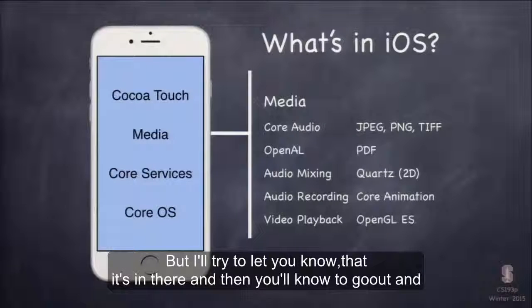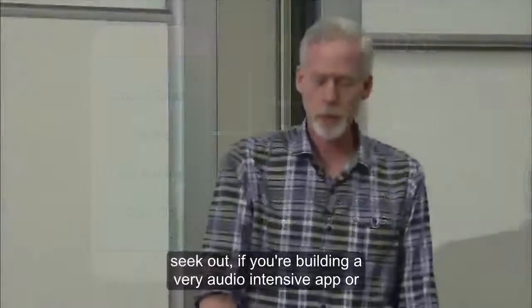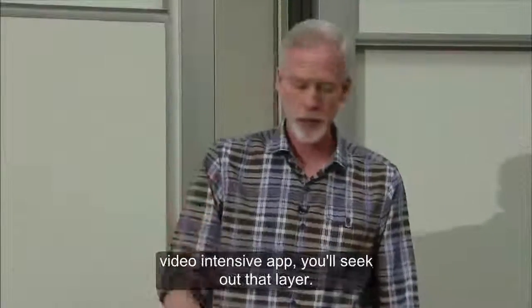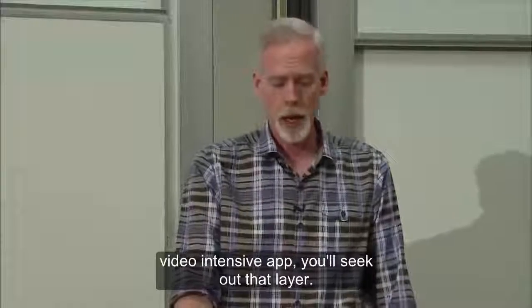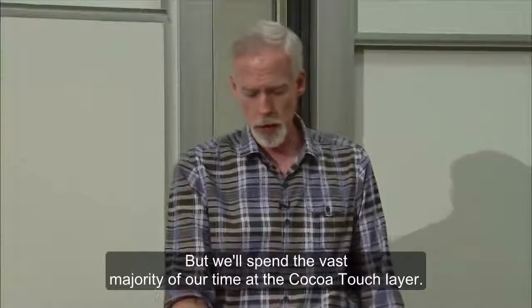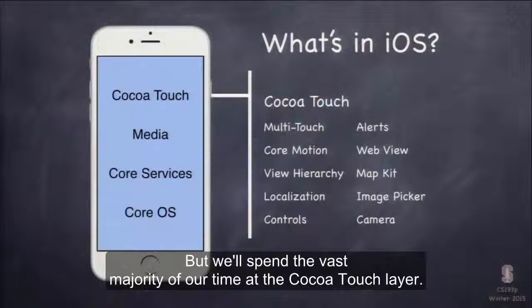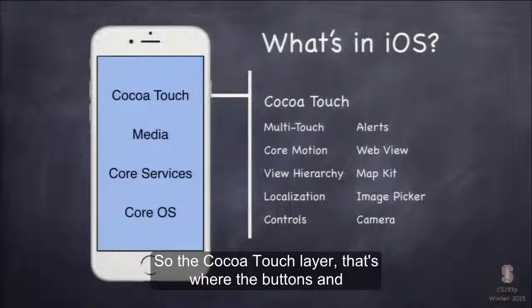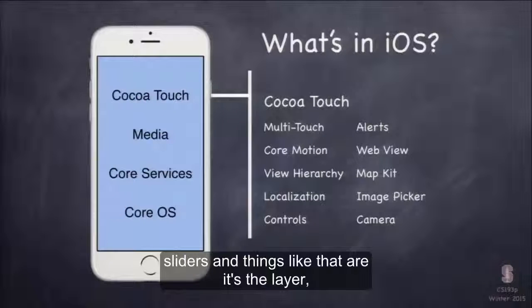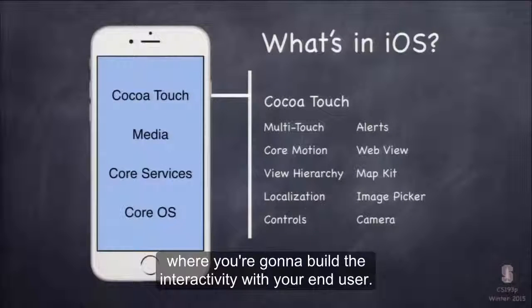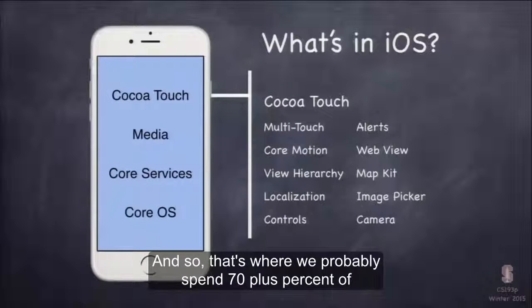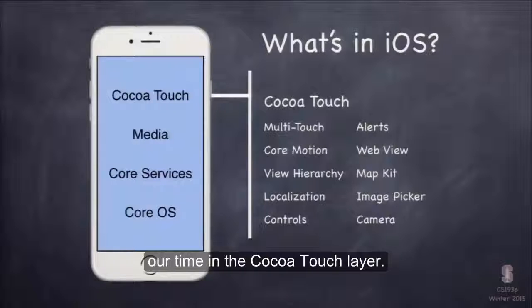I'll try to let you know that it's in there, and then you'll know to go out and seek out that layer if you're building a very audio-intensive app or a video-intensive app. But we'll spend the vast majority of our time at the Cocoa Touch layer. That's where the buttons and sliders and things like that are. This is the layer where you're going to build the interactivity with your end user. We probably spend 70+% of our time in the Cocoa Touch layer.